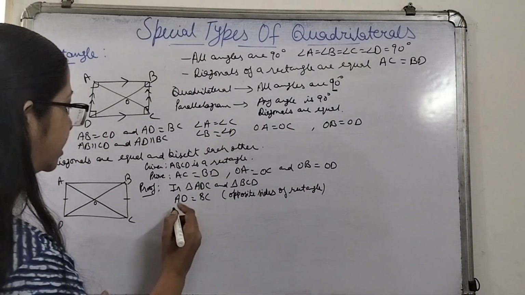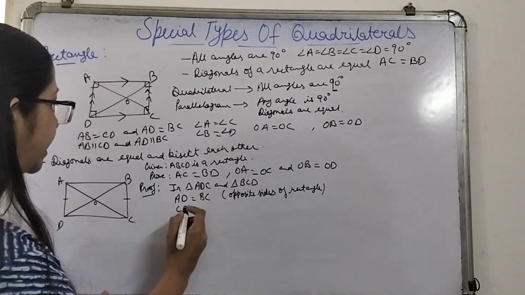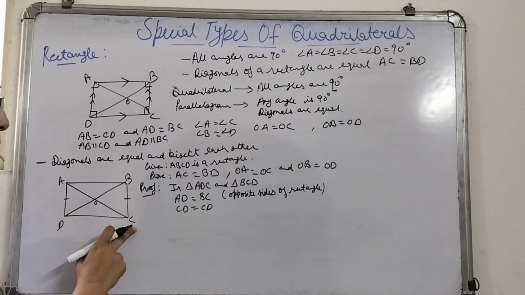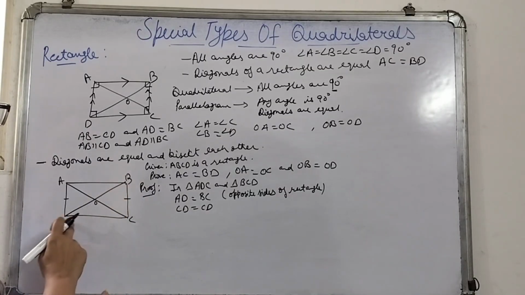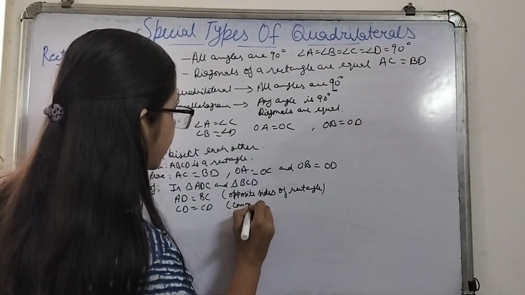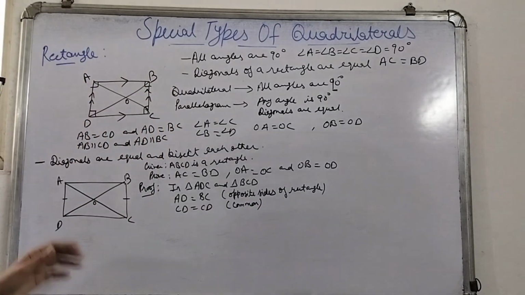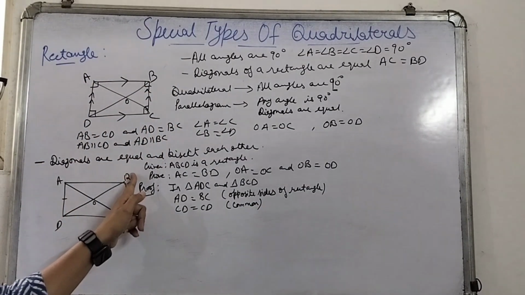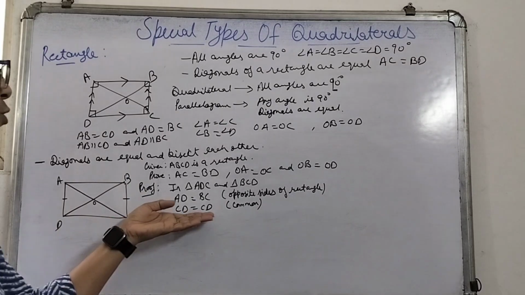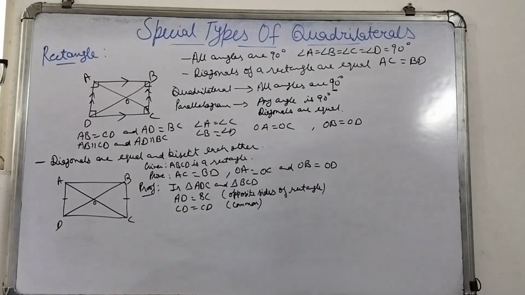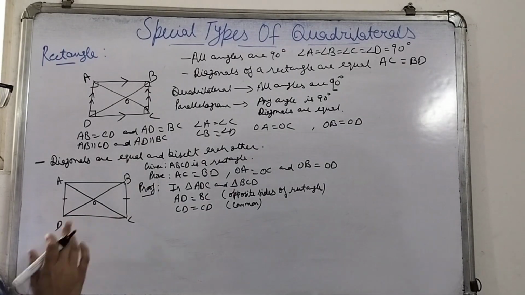Now CD is equal to CD, because in triangle ADC, CD is there, and in triangle BCD, CD is also there. So CD is common to both triangles. We can take CD equal to CD.